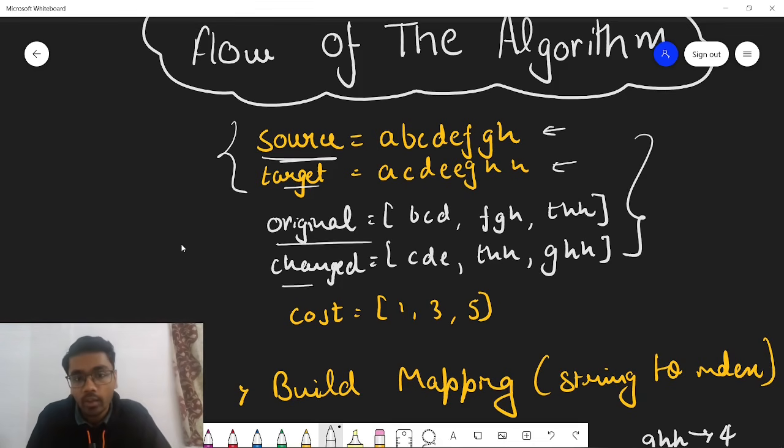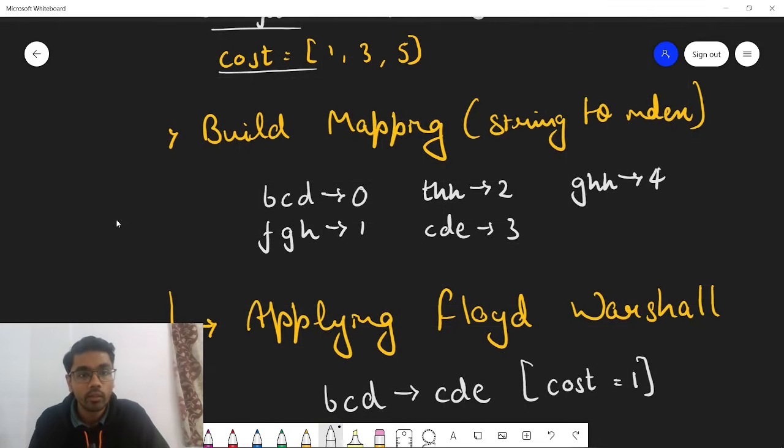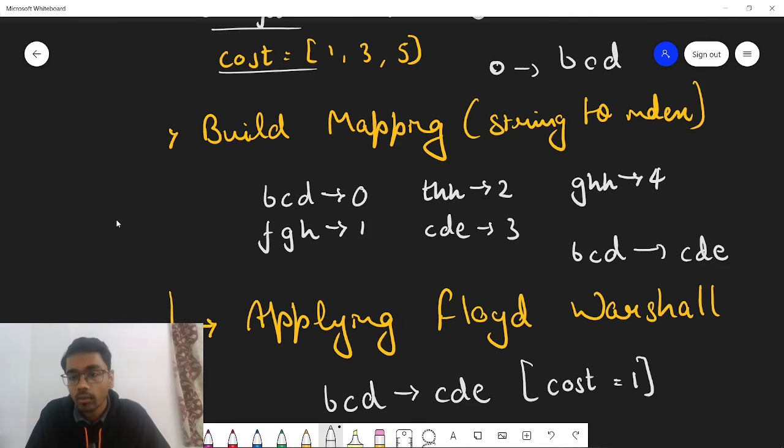And this is the original and the changed and the cost array. So first of all, what we need to do, we need to apply the Floyd Warshall algorithm, right? But we cannot directly apply the Floyd Warshall algorithm, because it applies on numbers, it doesn't apply on strings. Because we know that we need to get the minimum cost to convert BCD to CDE and whatever, the Floyd Warshall algorithm will not know what is BCD and what is CDE.